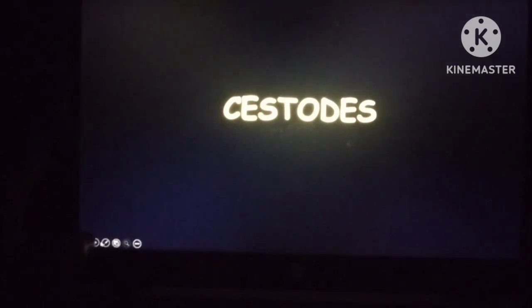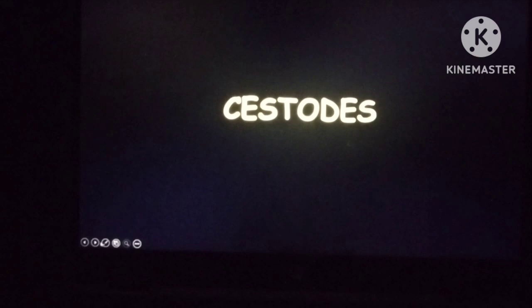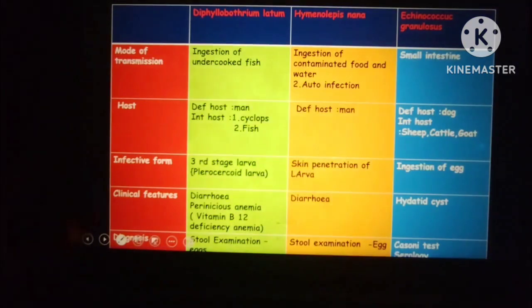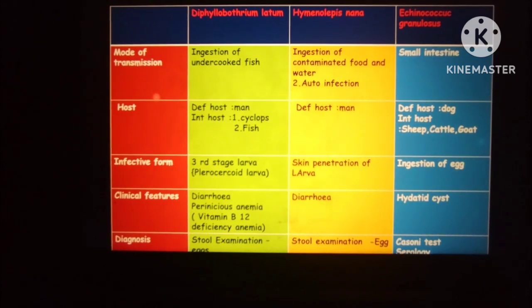So next it is cestodes. Cestodes are nothing but we'll be dealing with Taenia solium, Taenia saginata, Diphyllobothrium latum, Echinococcus and H. nana. So friends, again there are some other terms. Diphyllobothrium is called the fish tapeworm. H. nana is the dwarf tapeworm. This is the dog tapeworm. I don't want to repeat it again and again, so I'll be giving all the parasitology links in the description box. You can go through that.